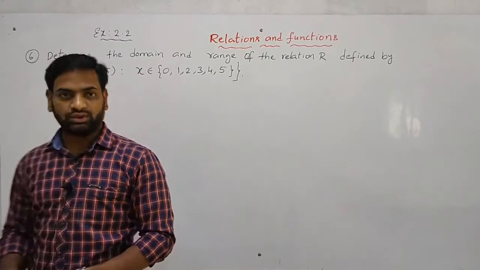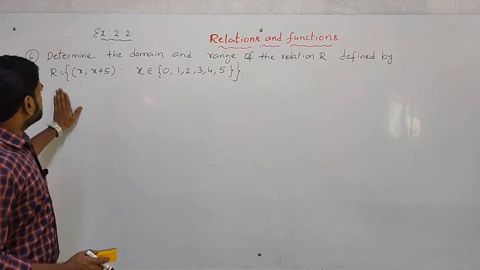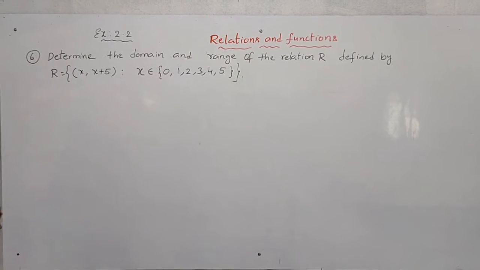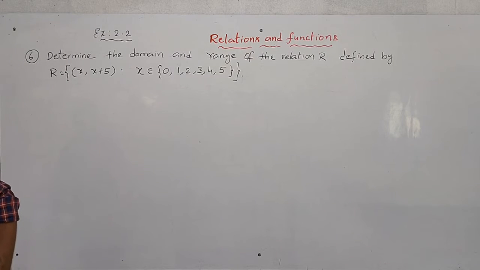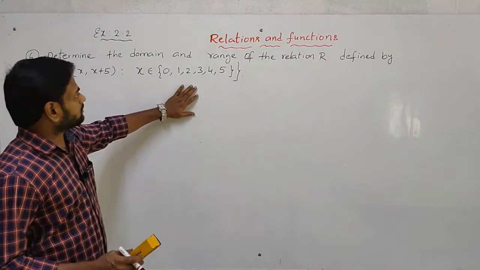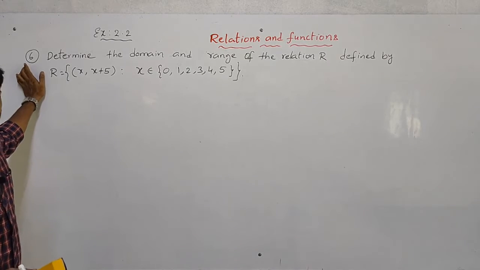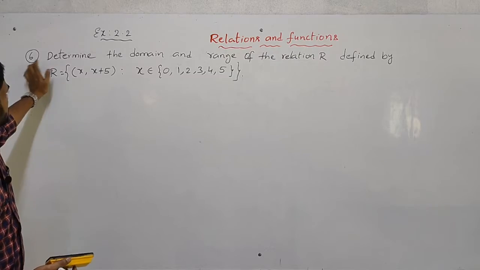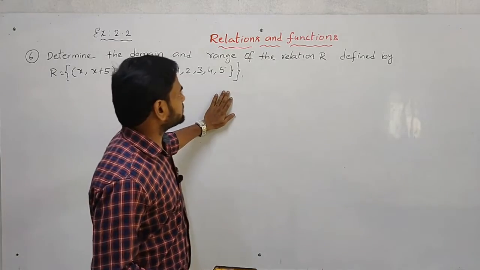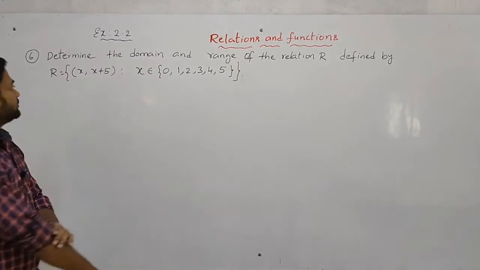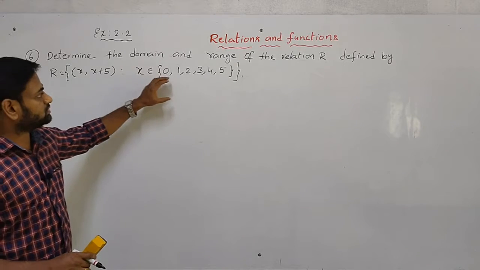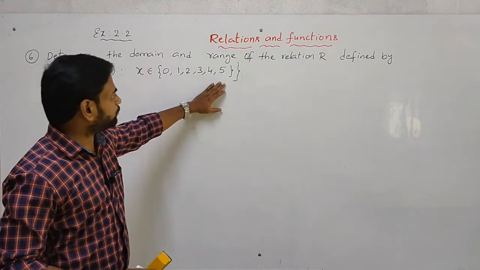So the next one is the sixth one. Sorry, I had to give the fifth one, but I am giving the sixth one now. Later I will give the fifth one. Determine the domain and range of the relation R defined by R equal to (x, x plus 5). Here x values are 0, 1, 2, 3, 4, 5.